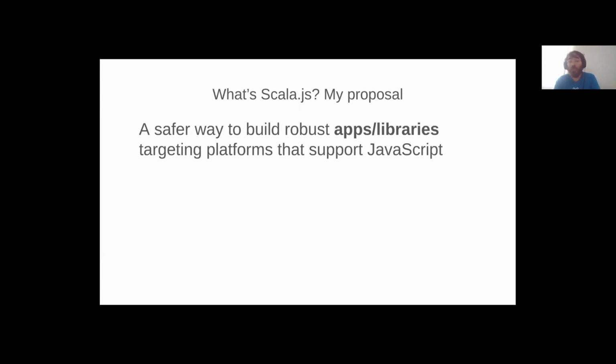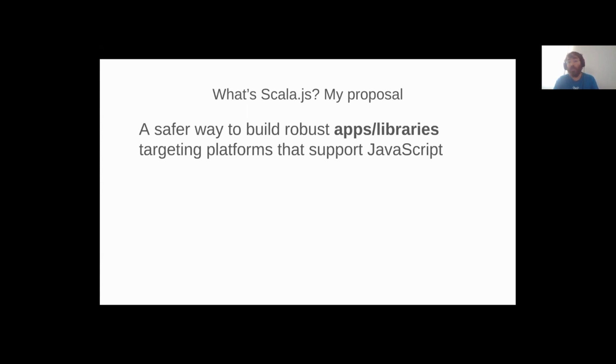So I will even dare to propose a new definition or a new marketing idea for what Scala.js is, because we saw that the official website says that this is for building front-end applications, but the truth is that it is not. Scala.js can be used to build any kind of application or library that can be executed anywhere where you can actually execute JavaScript.